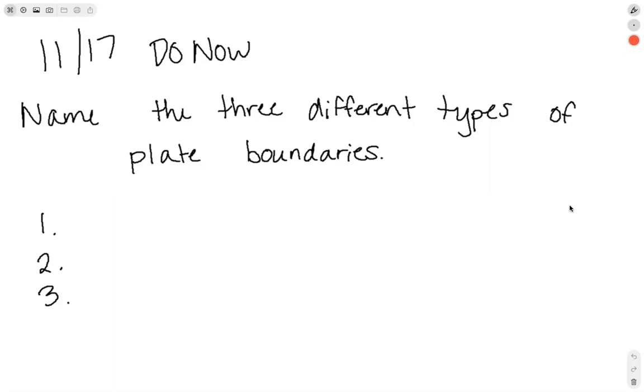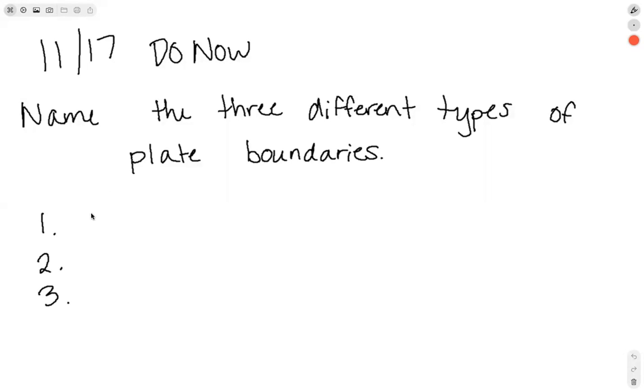For the do now, think back to the geology doodle notes that you did yesterday. So the three different types of plate boundaries. Somebody give me one of them. Anybody? Guess I'm talking to my empty classroom.